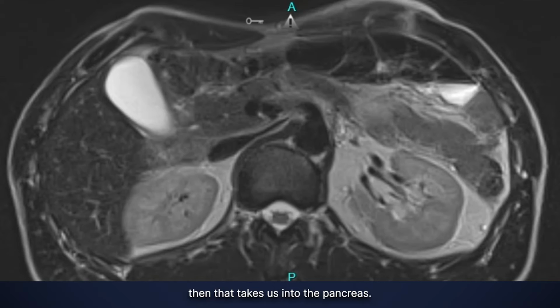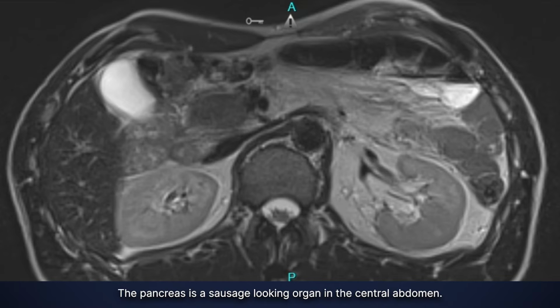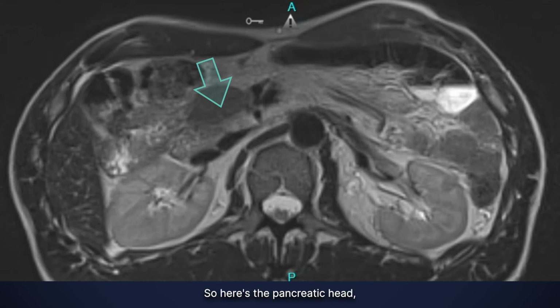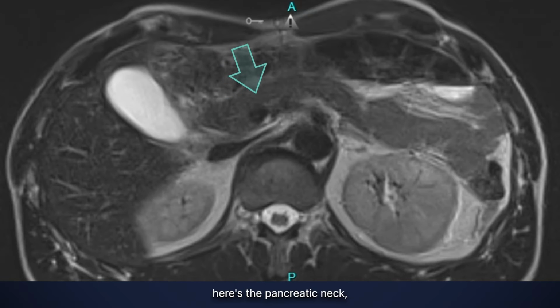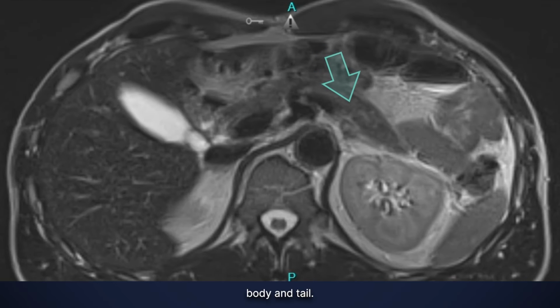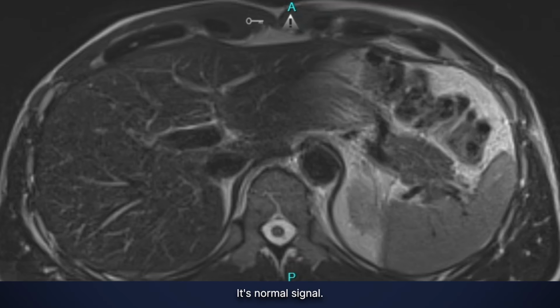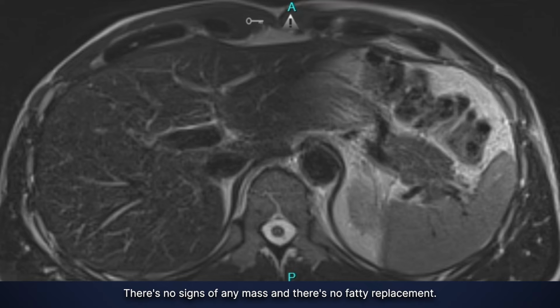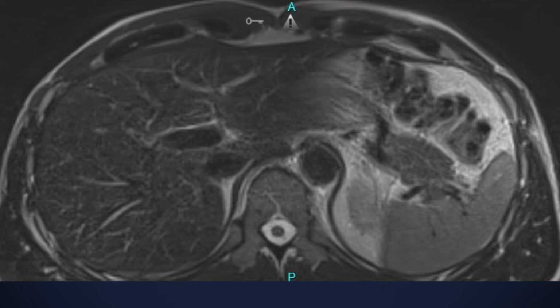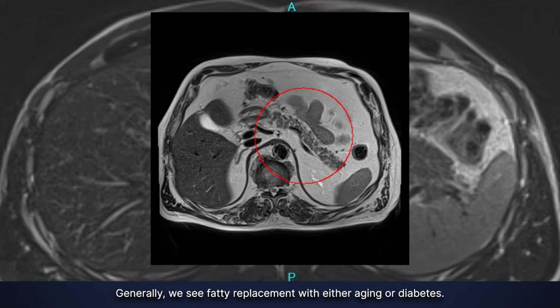Then that takes us into the pancreas. The pancreas is a sausage-looking organ in the central abdomen. So here's the pancreatic head, here's the pancreatic neck, body, and tail. So this is a very normal looking pancreas. It's normal signal. There's no signs of any mass, and there's no fatty replacement. Generally, we see fatty replacement with either aging or diabetes.